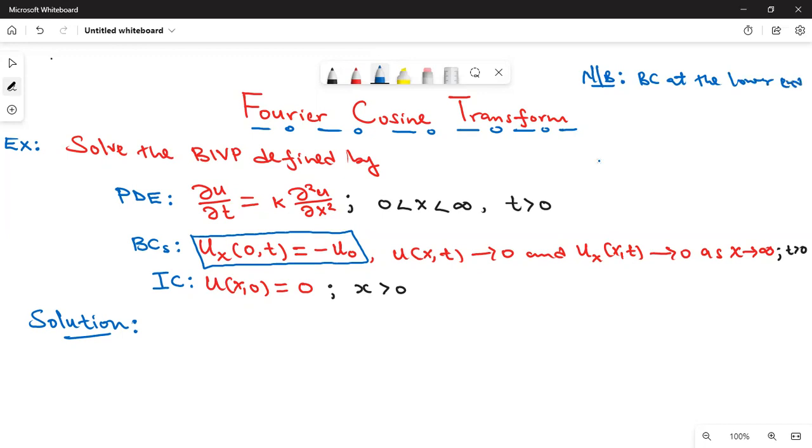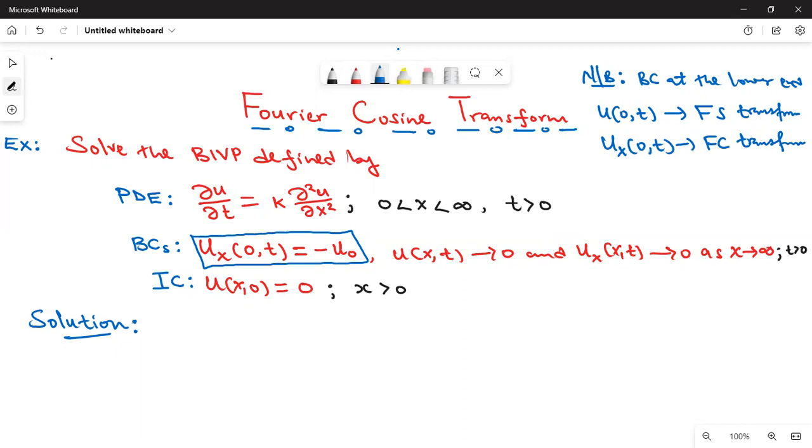If the condition given is u of 0 t, then it means you use the Fourier sine transform. If instead you're given u subscript x of 0 t, then this will mean that you use the Fourier cosine transform. So it is the boundary condition at the lower end that will tell you which transform to use.